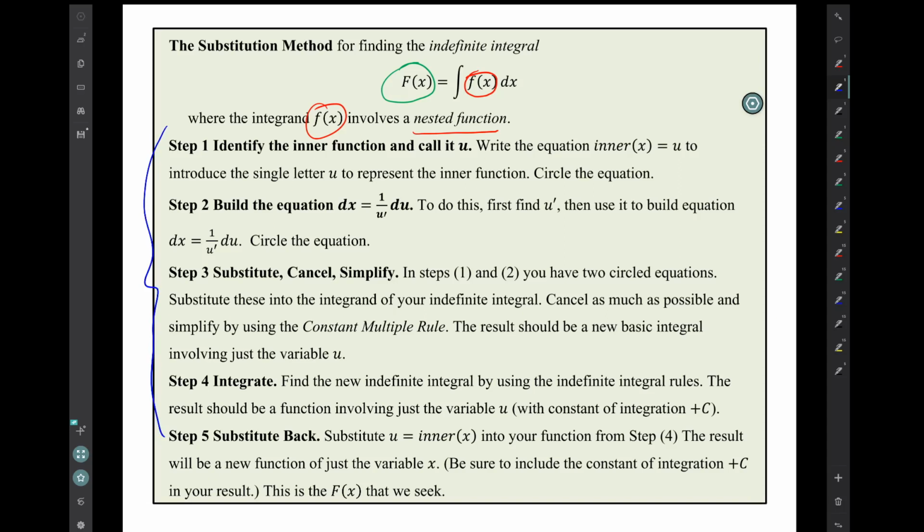Now, I won't go through this method in detail right now because it would just seem too abstract and not helpful. What I'll do is we'll just dive into examples, and I'll continually come back to this method and see how it tells us how to do those examples.